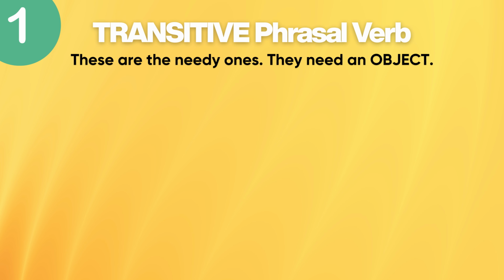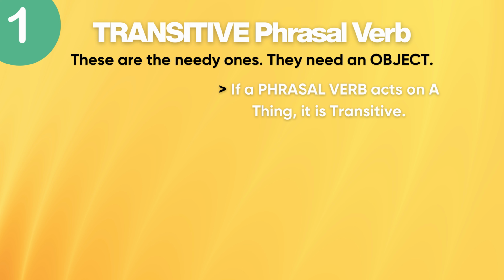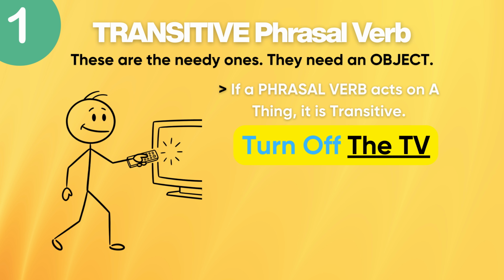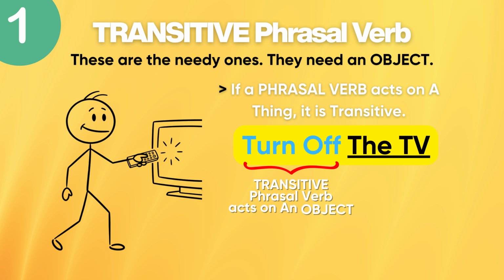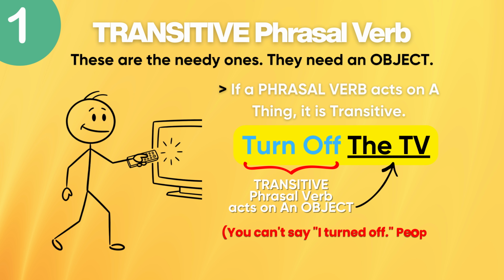First, we will dig into transitive phrasal verbs. They are the needy ones, always need an object. So, our learning is if a phrasal verb acts on a thing, it is transitive. Let's move on with another example. Turn off the TV. Here, turn off is a phrasal verb, acts on an object, the TV. You can't say, I turned off. People will ask, what? So, an object is needed.